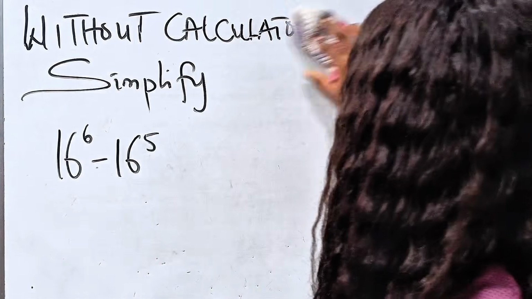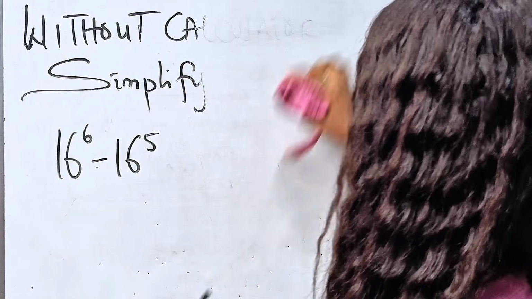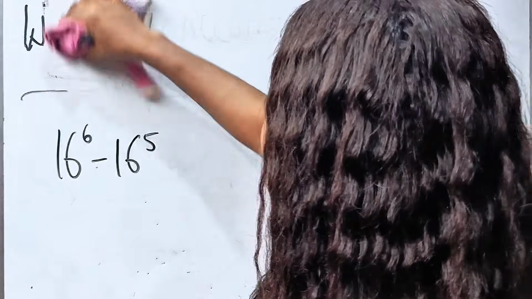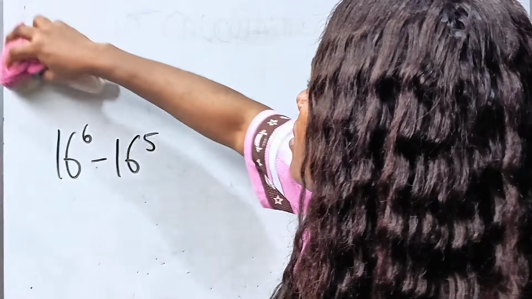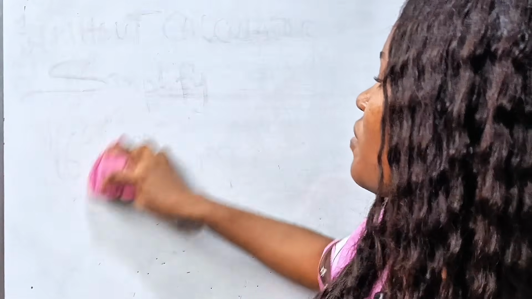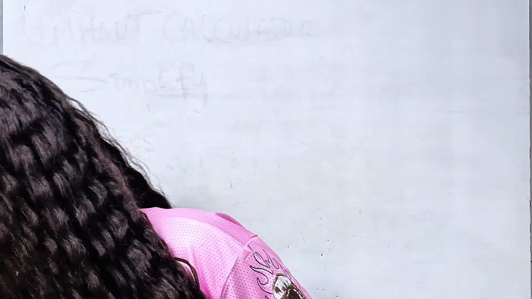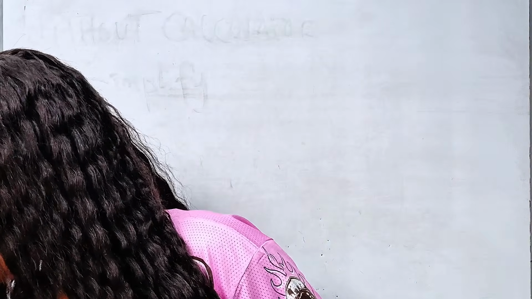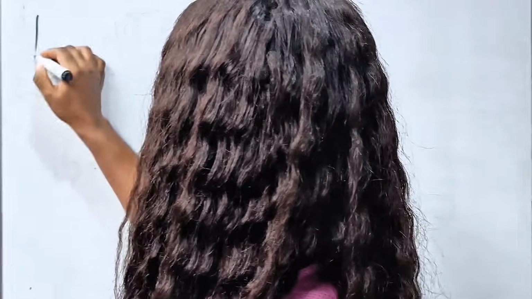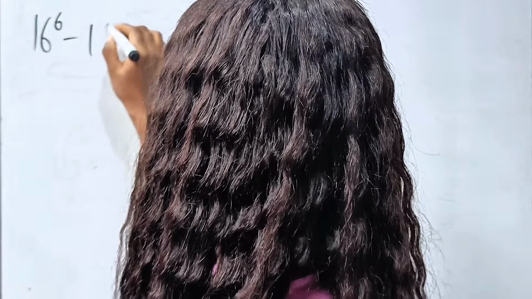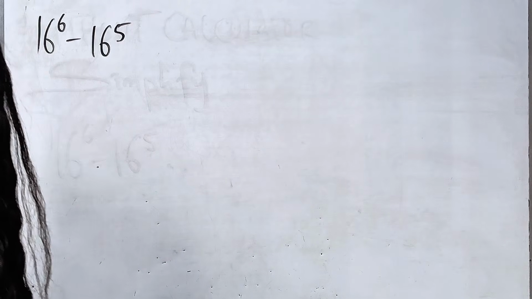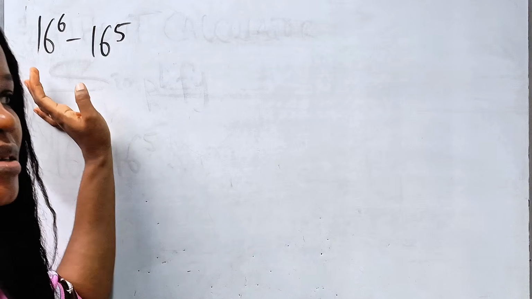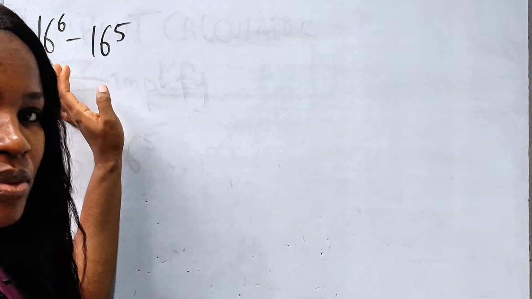So because I will need a lot of my space, I will be deleting this right away. All right. So we are asked to simplify 16 to the power of 6, take away 16 to the power of 5, without the use of a calculator. Now, first thing we are going to do is, because we won't be using calculator, we are going to simplify this as much as possible.